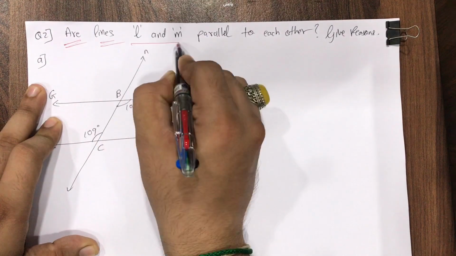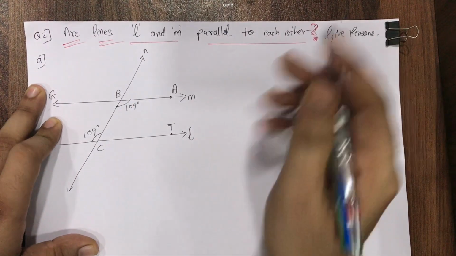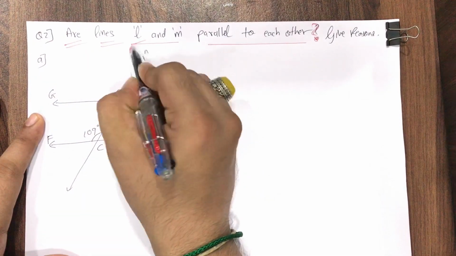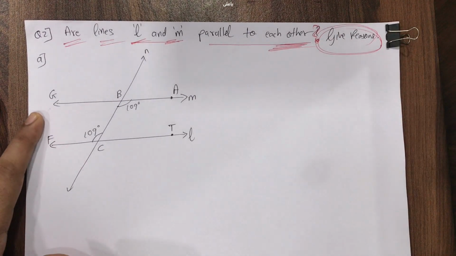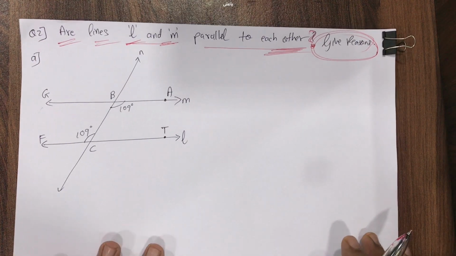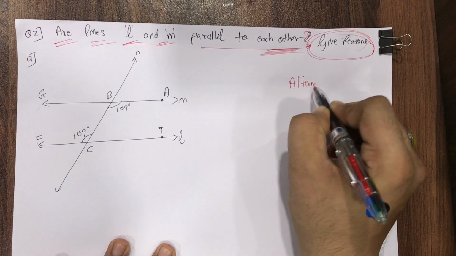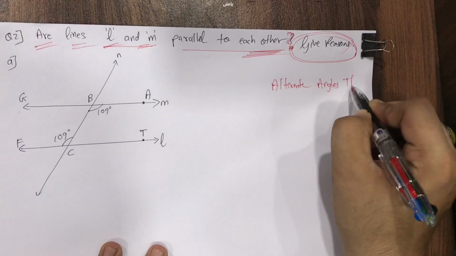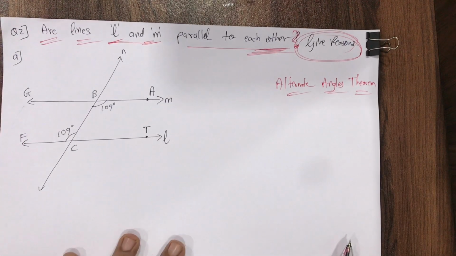Are lines L and M parallel to each other? And a question mark. They are asking you, they are not telling you. Are lines L and M parallel to each other? Give reasons. Okay. Now pay attention students. Now once again from scratch I'll be explaining you one theorem known as alternate angles theorem. This I already explained you all in my 5th lecture, but then too I'm explaining you.